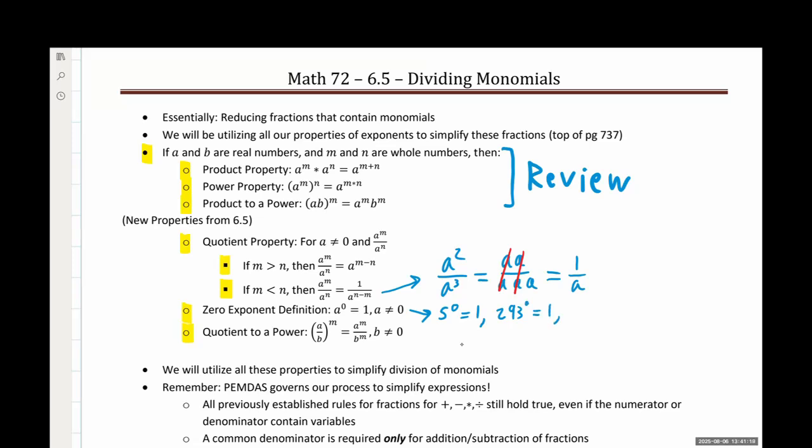If I have negative 438 pi all to the 0 power, guess what all of this is going to be because it's a non-zero thing? This is all going to just equal 1, always and forever. So as long as the base, the thing that's being raised to a power, is not 0, then the result of that is always just going to become 1. Stuff cancels out and we get 1 left over every single time.